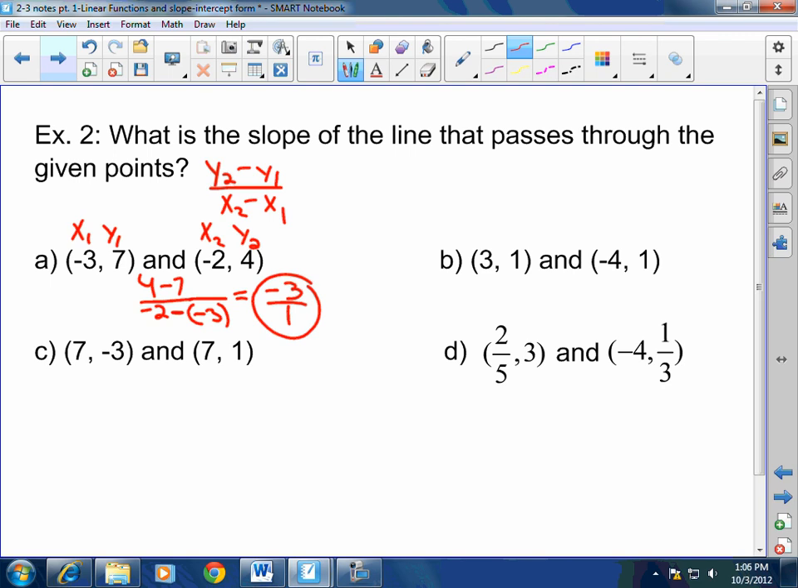Now, let me show you what happens, guys. This is a good trick to remember when the y's are the same. When the y's are the same, you're always going to have what's called a zero slope. And I'll prove it. x1, y1, x2, y2. y2 minus y1 over x2 minus x1 is 0 over negative 7, which equals 0. When your slope is 0, I'm going to give you a little heads up.